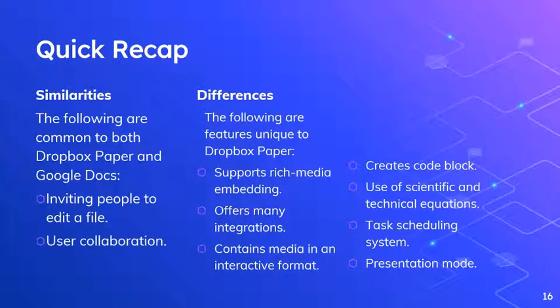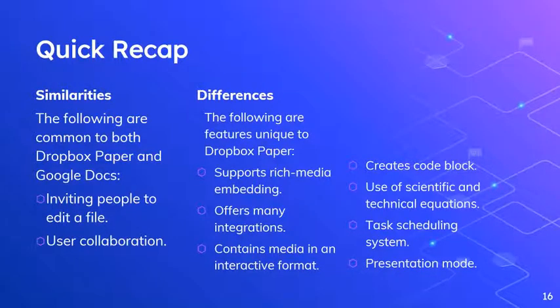So for a quick recap, the similarities of Dropbox Paper and Google Docs is that it invites people to edit a file and the user collaboration feature. The difference between the two, or the edge of Dropbox Paper from the mainstream Google Document, is it supports rich media embedding. It offers many integrations. It contains media in an interactive format. It creates code block. The use of scientific and technical equations, and task scheduling system.